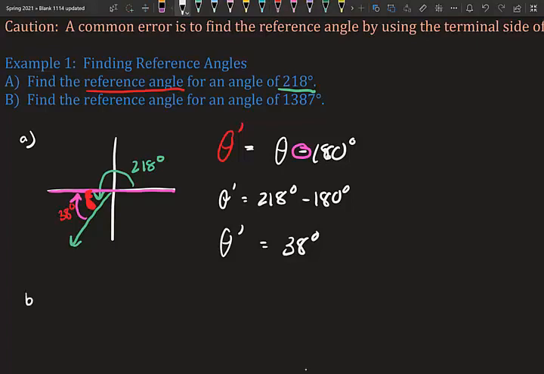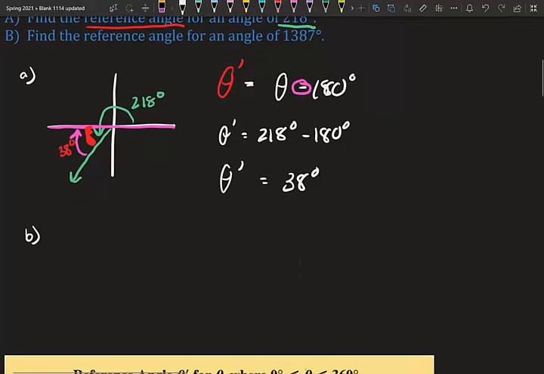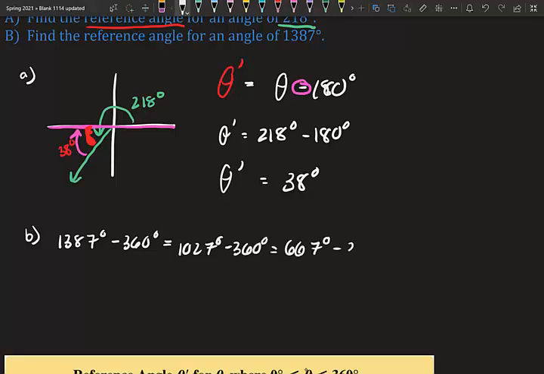Alrighty, part B. Finding our reference angle, we have an angle of 1,387 degrees. That is not between 0 and 360, so we first need to find the coterminal angle. So do 1387 degrees minus 360, and we get 1027 degrees. I have to get it between 0 and 360, so subtract again. When we subtract again, we get 667. We have to subtract one more time, and we get 307 degrees.